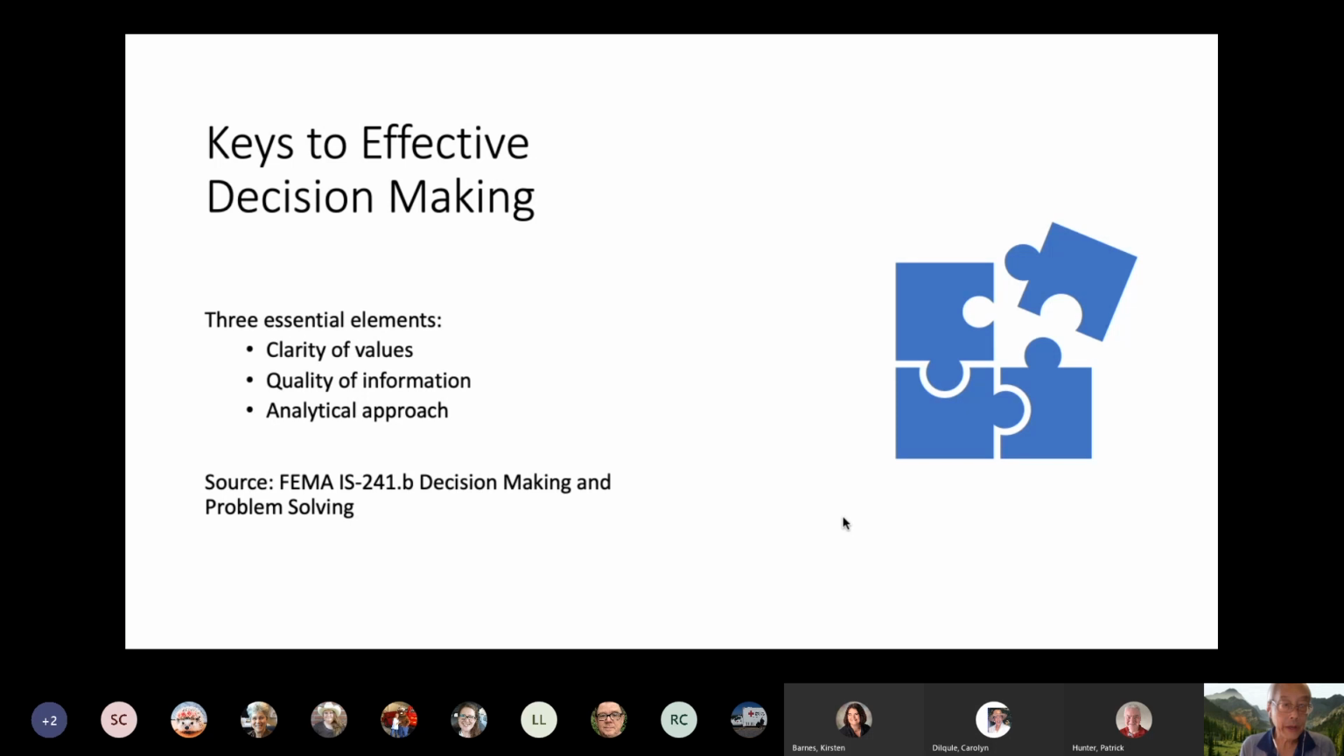One of the keys to effective decision making, this is right out of the FEMA class 241.b, which, by the way, is an online class. It's free, and you just have to register. And they have a whole section on decision making. And from that, I was able to glean there are 3 essential elements, is what FEMA feels.